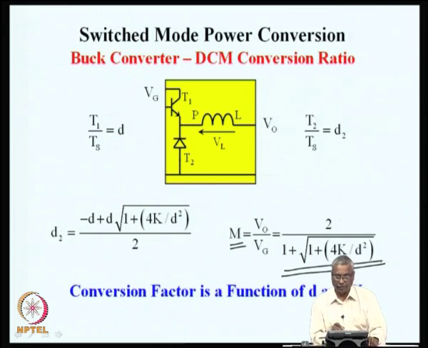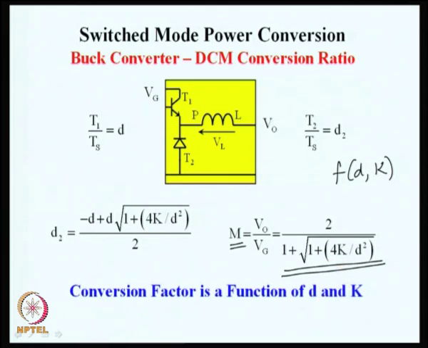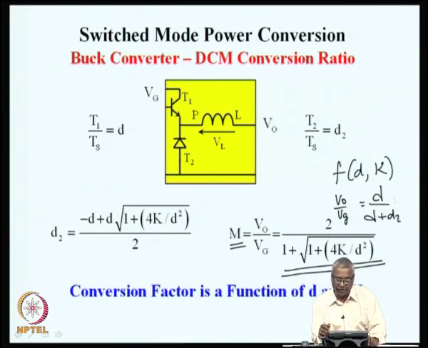as a function of D, which is the duty ratio, and the conduction parameter k, which is this 2L by RTs. And this is also the same as D by D plus D2. So, V naught by Vg can be expressed in terms of D and D2, or in terms of D and k, or alternately in terms of k and D2, in terms of any two of the other variables.